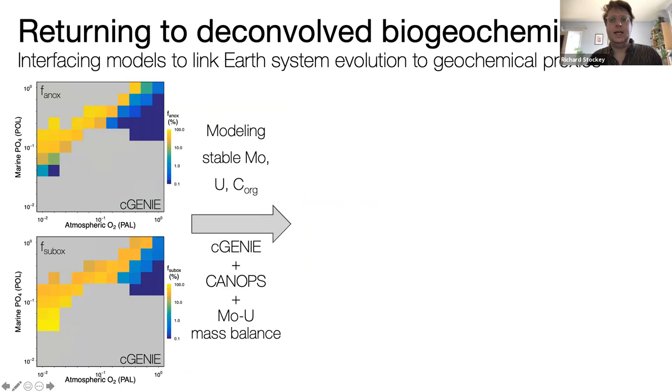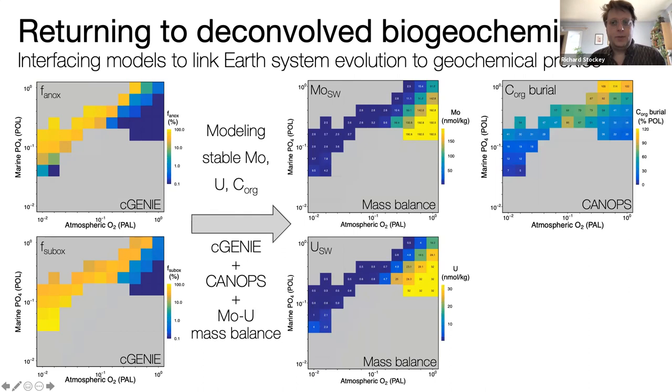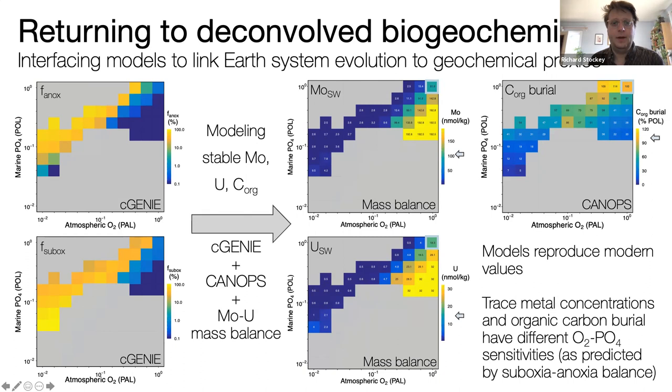If we then take these cGENIE results, my molybdenum-uranium mass balance, and results from Devon Cole's CANOPS work, we can estimate seawater trace metal concentrations and organic carbon burial rates for each of these atmospheric oxygen and marine productivity scenarios. So here I'm showing those results on similar heat maps with logarithmic oxygen and productivity axes. Notably, I should highlight that these do reproduce modern values for this 100% modern productivity and oxygen cell. They also illustrate different sensitivities in the concentrations of trace metals in seawater versus organic carbon burial rates at different oxygen and productivity levels.